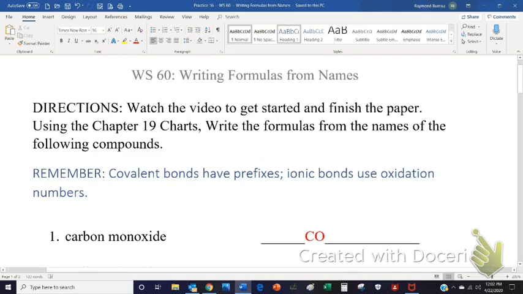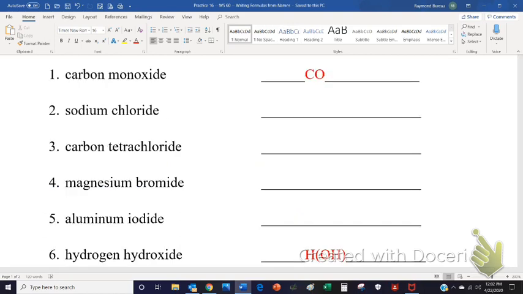Well, you see number 1 is already done. Well, notice carbon is the C. Monoxide, we just don't write both O's right there and just say monoxide, 1 oxygen, so C and O. Okay. Now look down at number 6, because that one's already done too. Hydrogen, well, that's your H. Hydroxide is a polyatomic ion, so all I have to do is write it out. And that's it. That's really all we have to do.